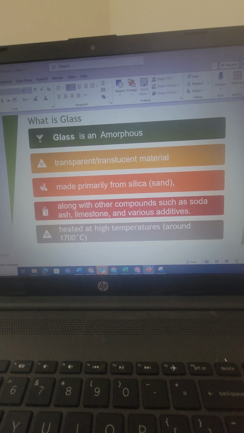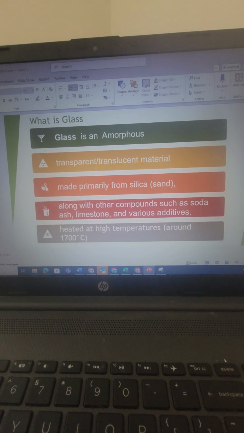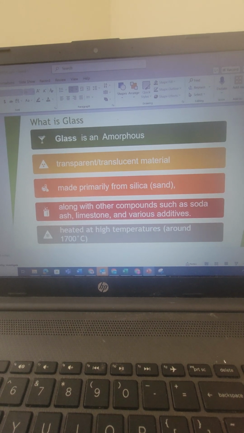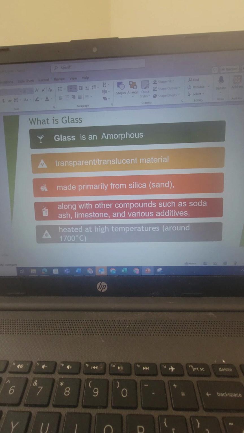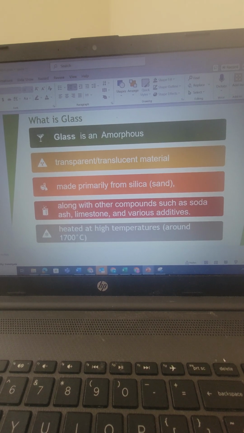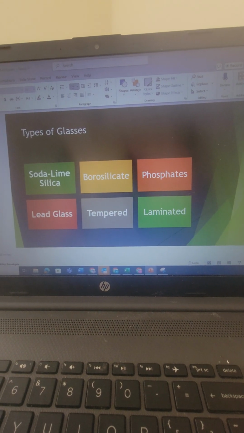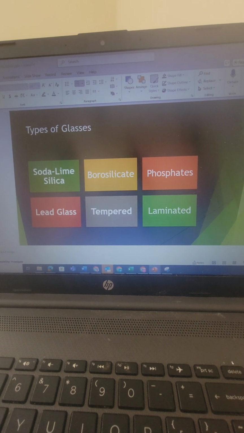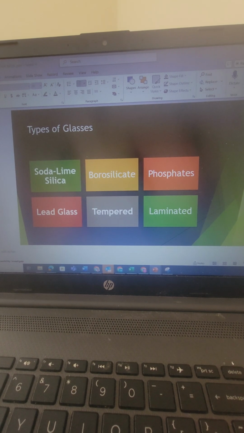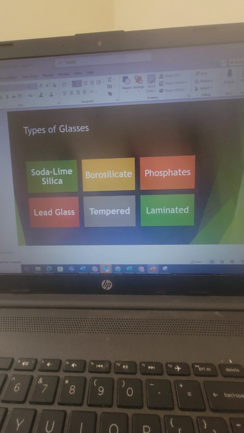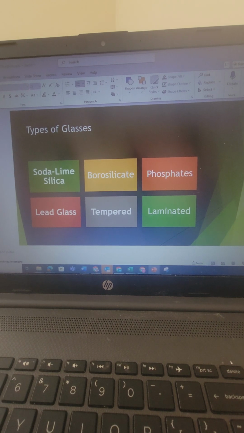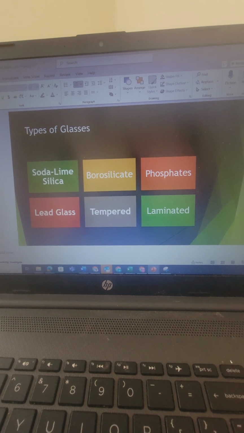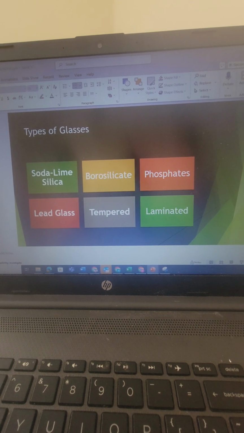And just to know that you can as well make a glass without silica, but a different kind of glass altogether. But what is concerned here is soda lime silica glass. So there are different types of glasses, as we said: the soda lime silica glass, the borosilicate, the phosphate, the lead, tempered, laminated, and so many others. And most often glasses are named according to the major raw materials used in producing them, which is very evident in soda lime silica, borosilicate, phosphate, and lead glasses.